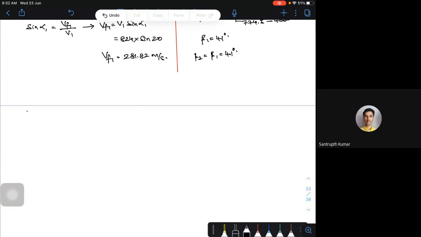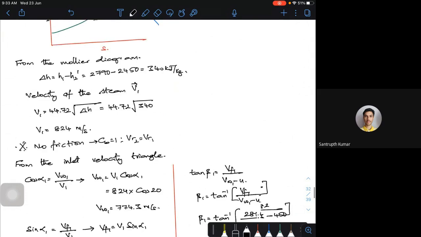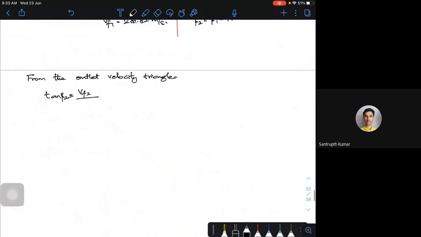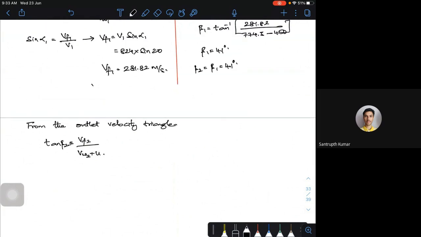From the outlet velocity triangle, tan beta 2 is equal to the opposite side Vf2 divided by Vw2 plus u. See, as I told, there is no friction, so Vf1 is also equal to Vf2.